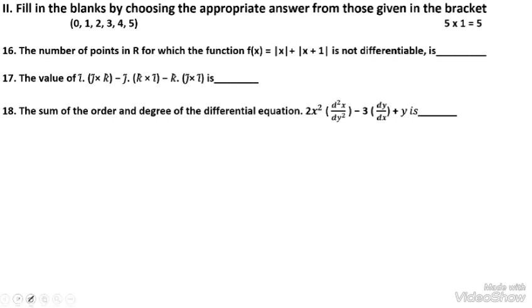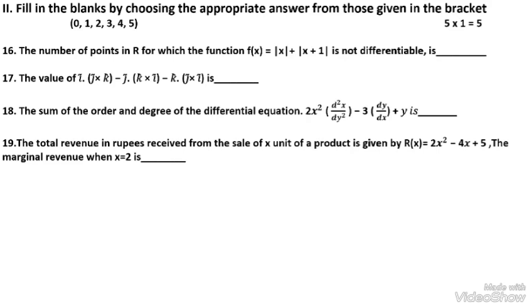Question number 19. The total revenue in rupees received from the sale of x units of a product is given by R of x is 2x square minus 4x plus 5. Find the marginal revenue when x is equal to 2. So first I consider R of x is equal to 2x square minus 4x plus 5. We can differentiate: R dash of x is equal to 4x minus 4.